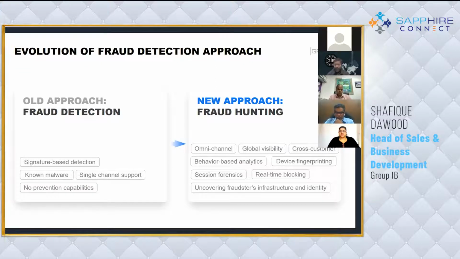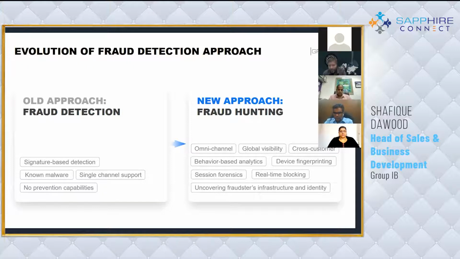It's more single channel support. That's how it was designed. And now we're moving into more omni-channel environments. There are no real true prevention capabilities. I mean, stopping it at the point of transaction, pre-authentication perspective. Now we're looking at it in a more hunting kind of manner. It's a convergence. IT, security, fraud department, they need to get together because of the nature of such TTPs, threats, techniques, and procedures of these threat attackers.